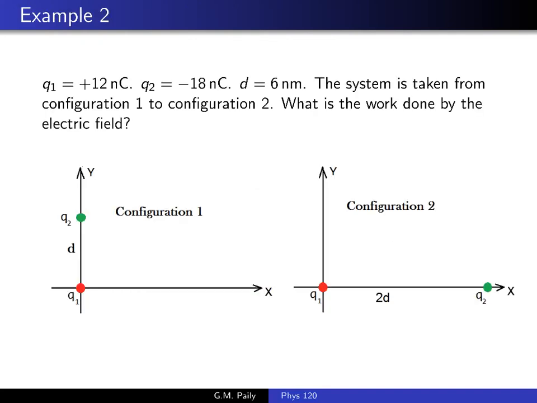Finally, here are some examples. We have configuration 1. Q1 is 12 nanocoulombs, Q2 is -80 nanocoulombs, D is 6 nanometers, and we move charge Q2 through some unknown path to this position, where the distance is 2D. The question is, what is the work done by the electric field? Pause the video and try and figure it out yourself.